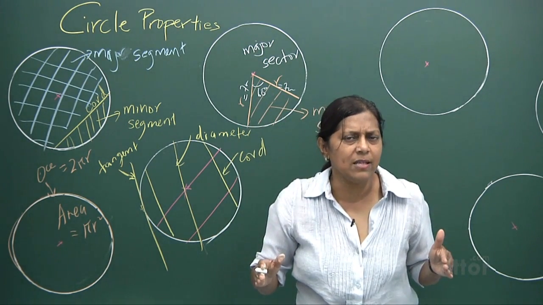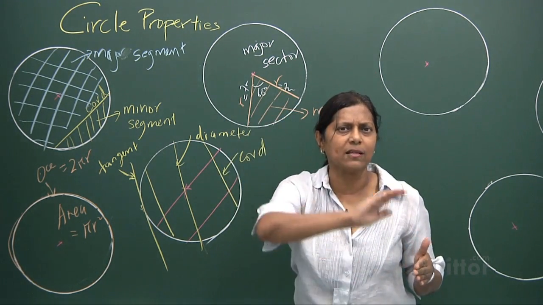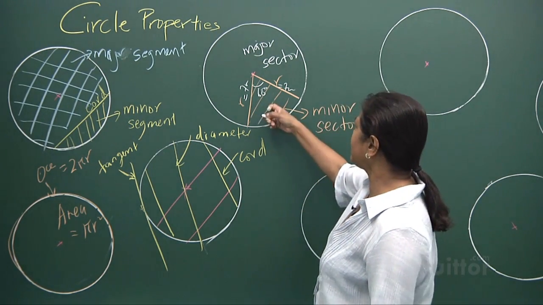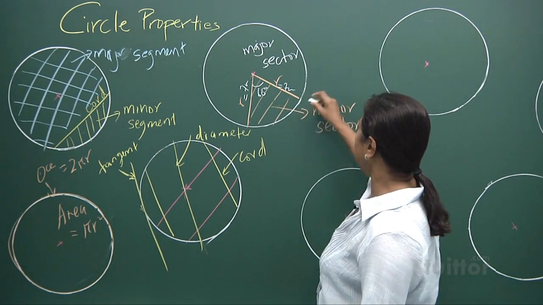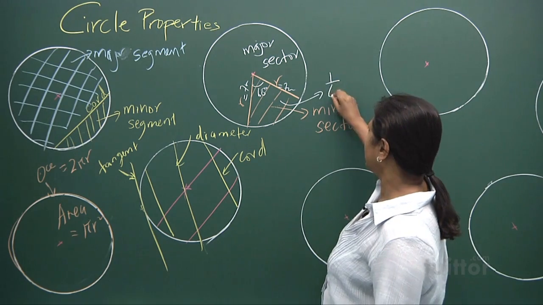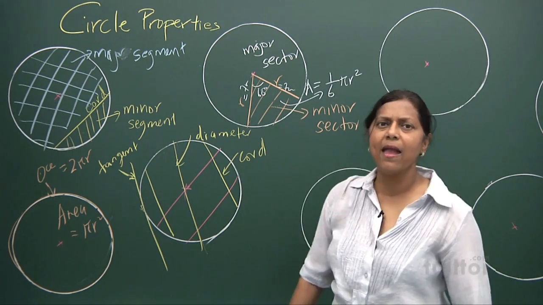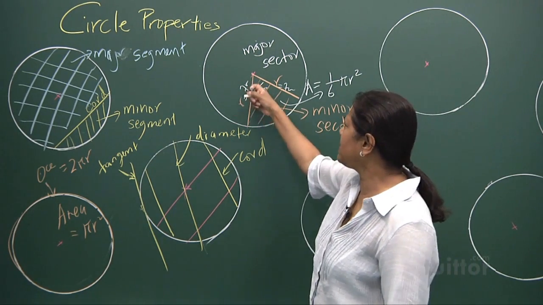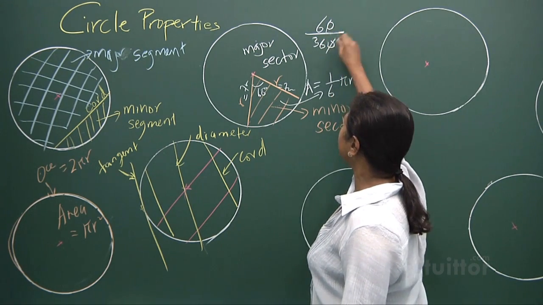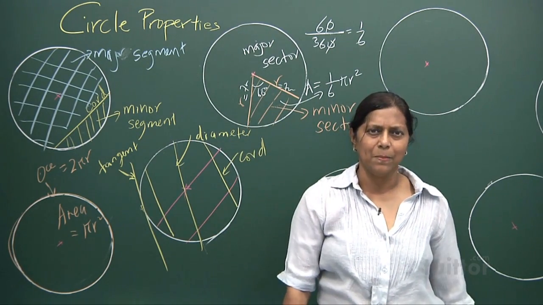What fraction is it of a circle? What is the angle of a whole circle? It is 360 degrees. So this sector is actually equal to 1/6. You know how I get 1/6? The area of this sector is 1/6 of pi r squared, because it's 60 degrees out of 360. 360, you cancel it, you get 1/6. So it's 1/6 of a whole circle.